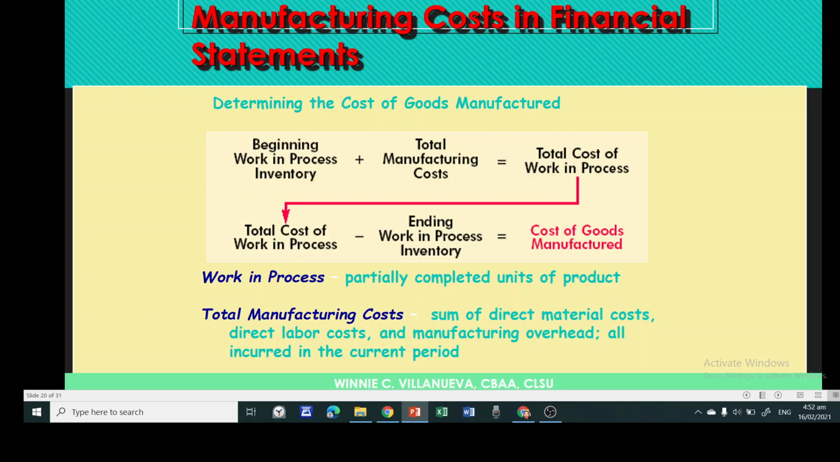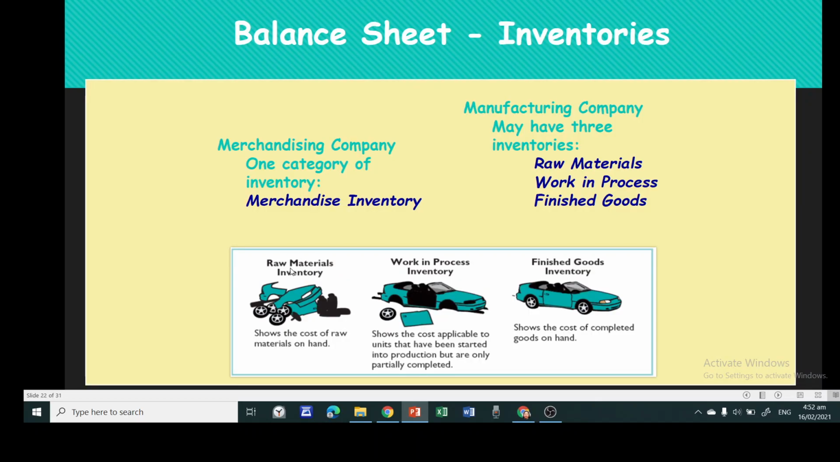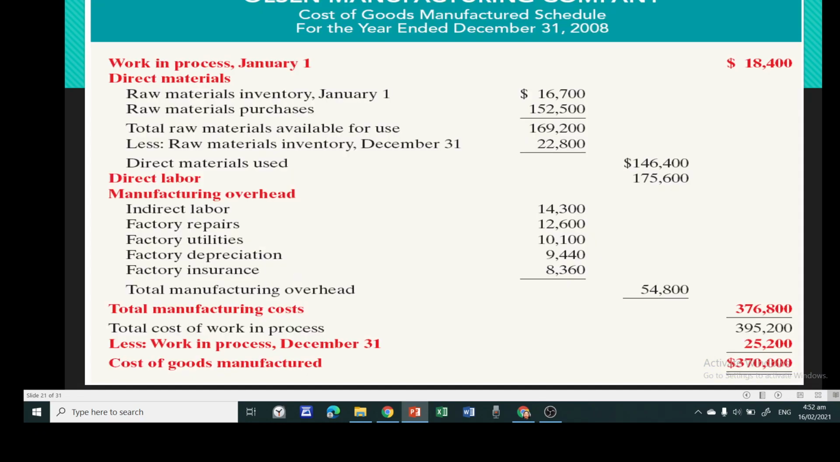Ma'am, ano pa ba yung mga ibang sample? Okay, we'll have sample. Then this is a sample of cost of goods manufactured. What did you notice with the presentation? The work in process is presented before the manufacturing cost. Although pwede yan after manufacturing cost, like we have the other presentation. So, ano ang preferred natin? Pinakita ko lang yung ibang presentation. After the manufacturing cost, pwede naman dito nyo ilagay.